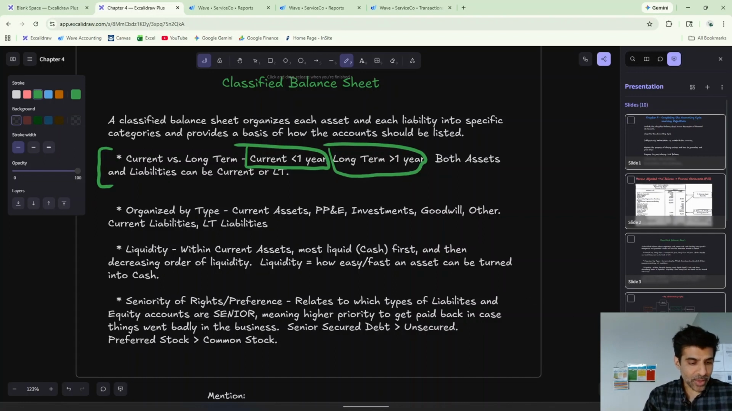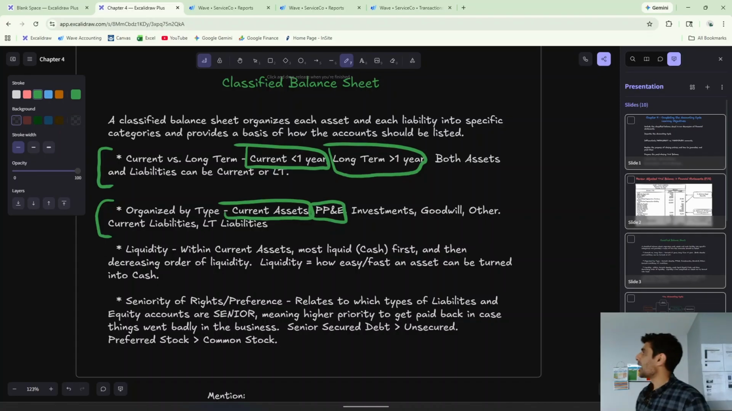The other way that we organize our balance sheet is by type. So we'll have our current assets listed together. We'll have our property, plant, and equipment assets listed, investments, intangible assets like goodwill. They'll all be listed in a grouping. And it's the same thing with the liabilities.